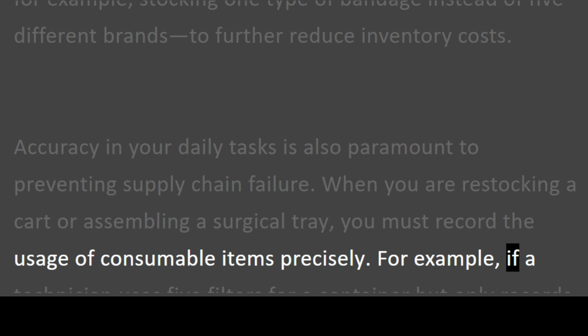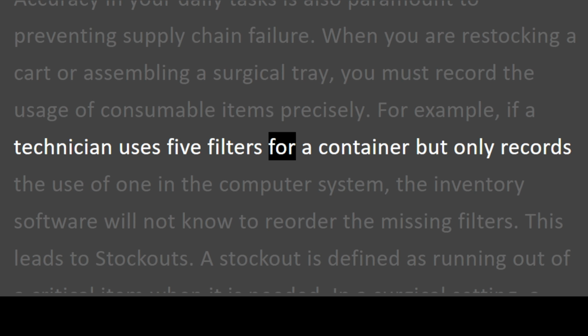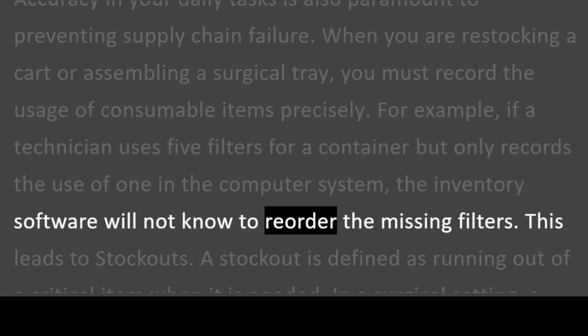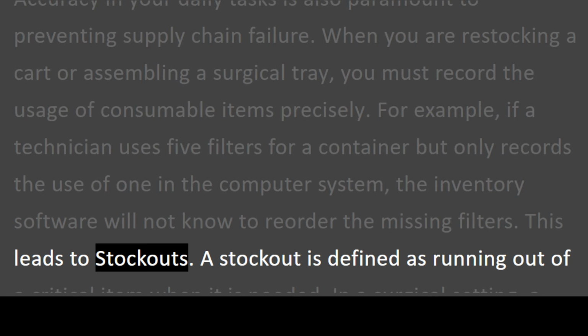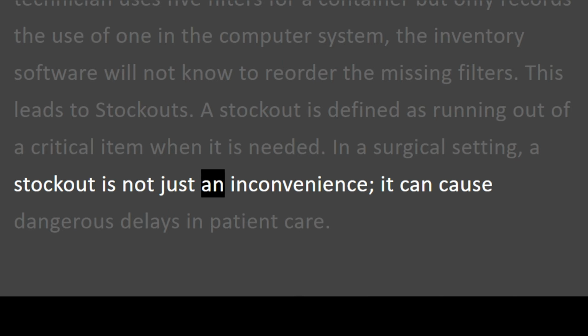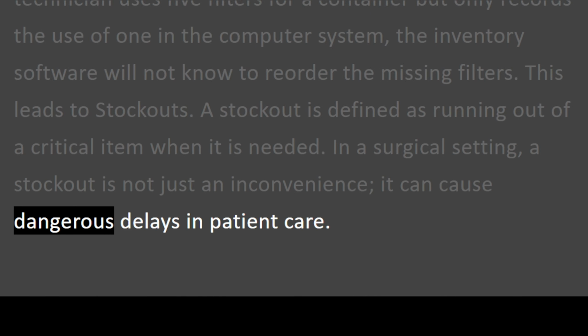For example, if a technician uses 5 filters for a container but only records the use of 1 in the computer system, the inventory software will not know to reorder the missing filters. This leads to stockouts. A stockout is defined as running out of a critical item when it is needed. In a surgical setting, a stockout is not just an inconvenience, it can cause dangerous delays in patient care.